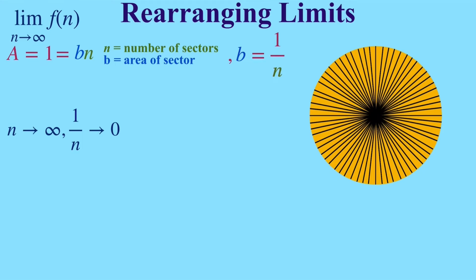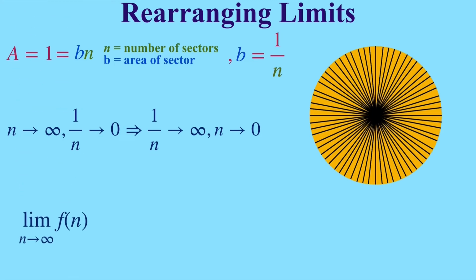And we already said that the area of each sector is equal to 1 over n. So you can say that as n goes to infinity, 1 over n goes to 0. We can also say that as 1 over n goes to infinity, n goes to 0. So this is just sort of the reverse, the converse. And that's just by taking the reciprocal on both sides.